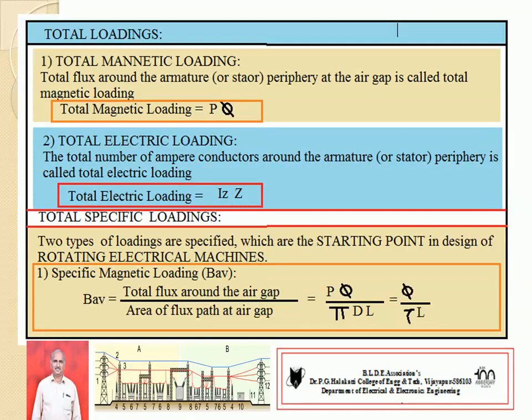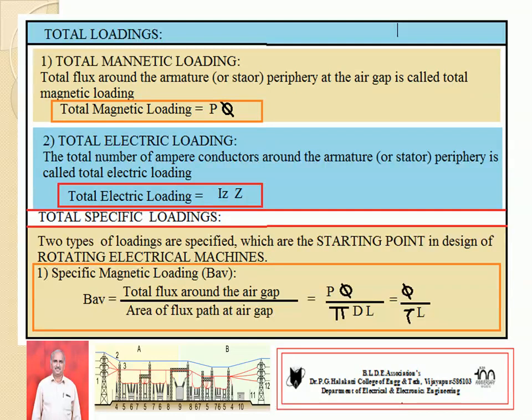That means total ampere conductors around the armature periphery. So it is known as Iz into Z. Iz is the current flowing through one conductor, the current flowing through each conductor. Z is the total number of armature conductors. These two definitions are very important. Next, another two definitions are coming depending upon these two. These two are referred to as the basic point for design of electrical machines.